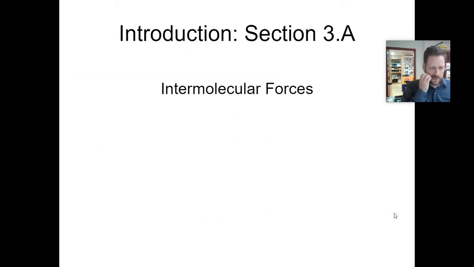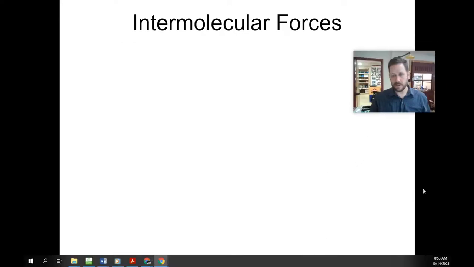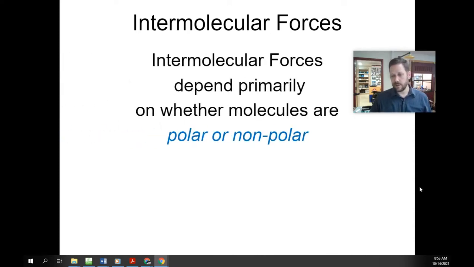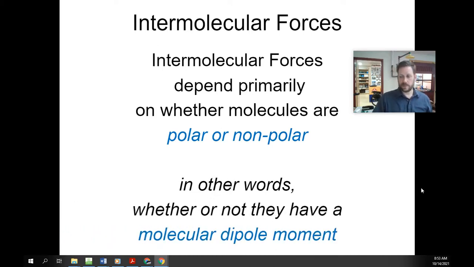So that was a review of section 2B and a preview of how we're going to take the concept of bond polarity and apply it to molecular polarity. And it was important to have that discussion because molecular polarity is really the basis for understanding intermolecular forces. In order to know which intermolecular forces can operate in a molecule, we need to be able to evaluate whether the molecule has a dipole, whether there's a molecular dipole moment. So that was an important foundation to review.